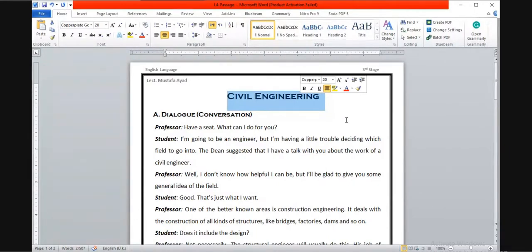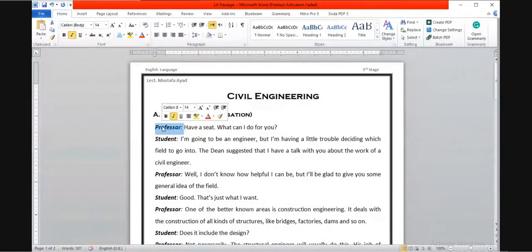So first, let's know the people in this dialogue. We have the professor, one of the people in the conversation, and the professor is the lecturer at university. A lecturer at a university is called a professor. The second person is a student. So we have a student and a professor. So it seems it's a conversation between a lecturer, a professor, and a student.